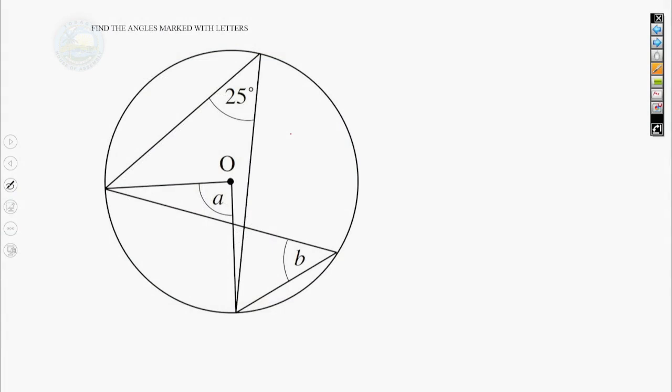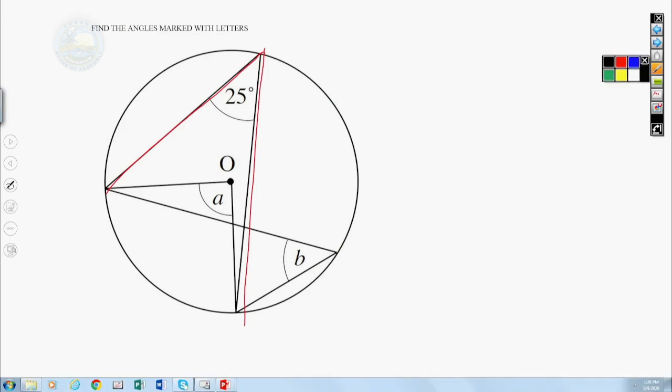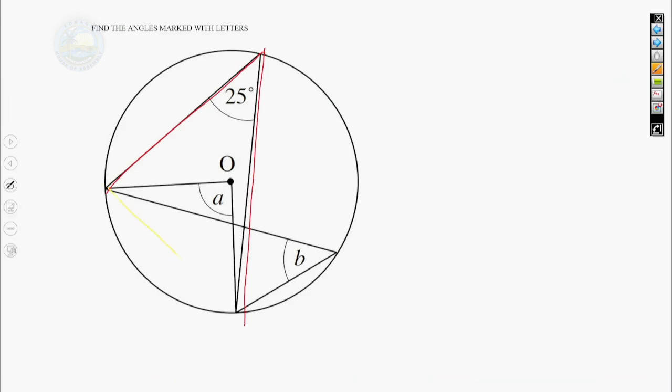Well, we have to start again from the angle we know. And if we trace it back, we realize that the invisible chord here, and I'm going to draw the invisible chord in, is subtending that angle. And any angle subtended by the same chord at the circumference in the same segment will be the same. So if here is 25, that means this angle is also 25 degrees.